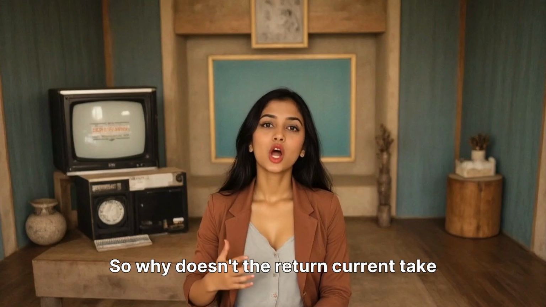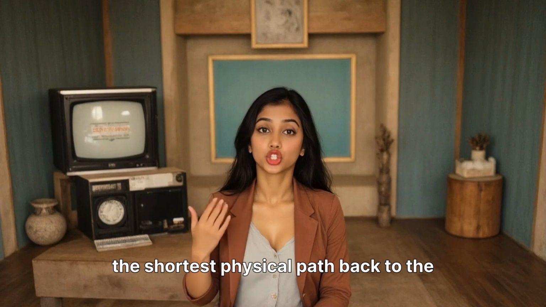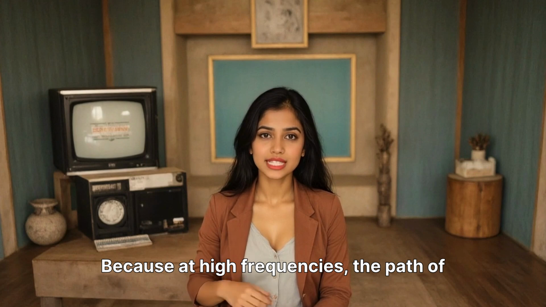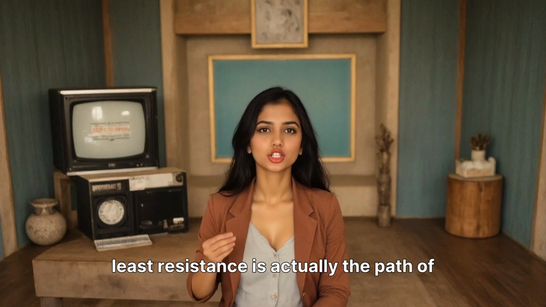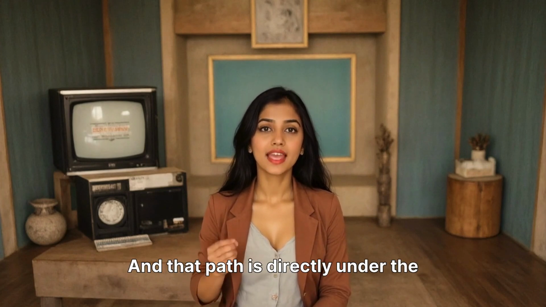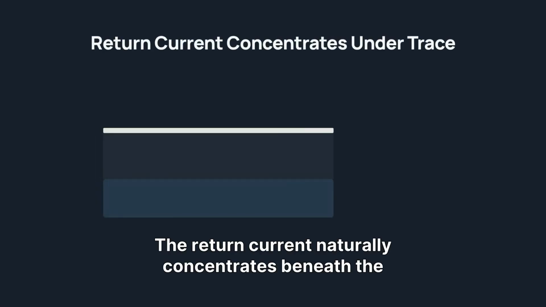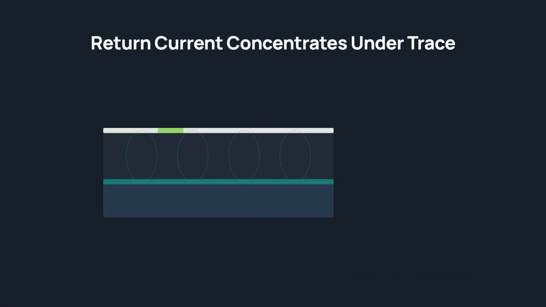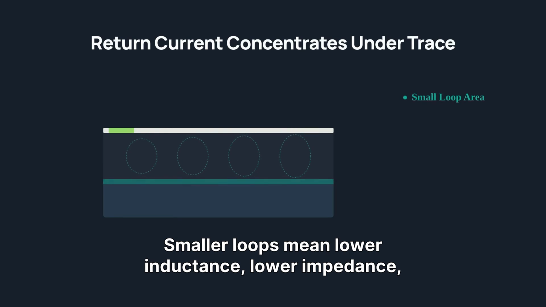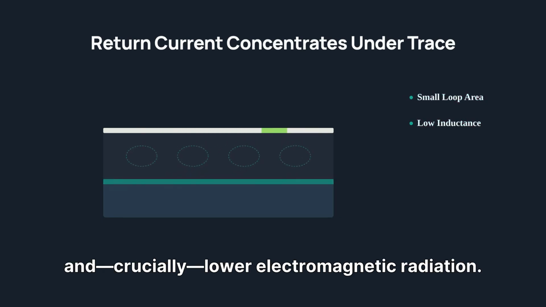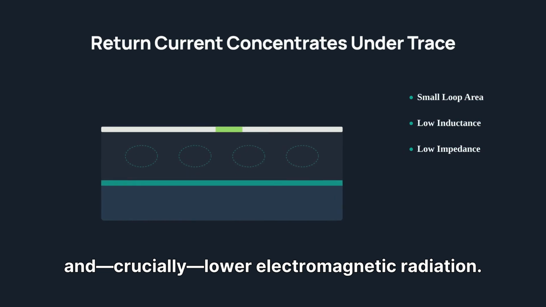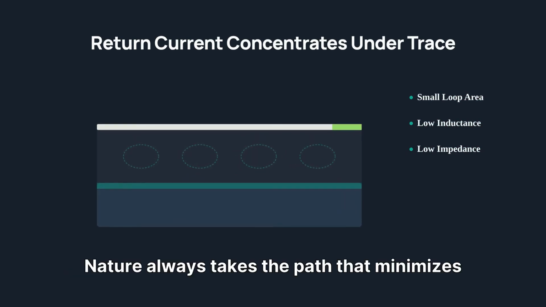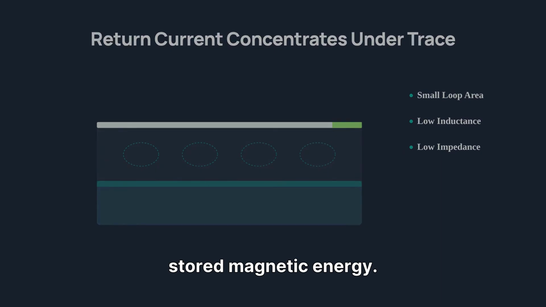So, why doesn't the return current take the shortest physical path back to the source? Because at high frequencies, the path of least resistance is actually the path of least inductance, and that path is directly under the trace. The return current naturally concentrates beneath the signal trace because this creates the smallest possible loop area. Smaller loops mean lower inductance, lower impedance, and crucially, lower electromagnetic radiation. Nature always takes the path that minimizes stored magnetic energy.